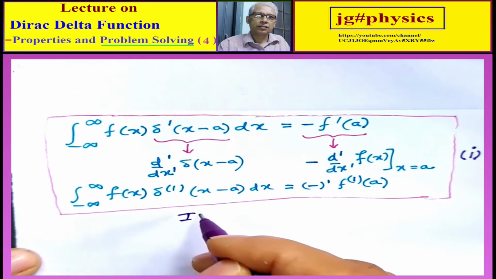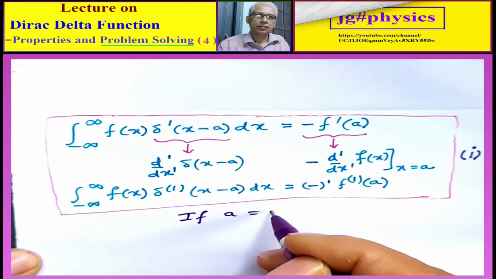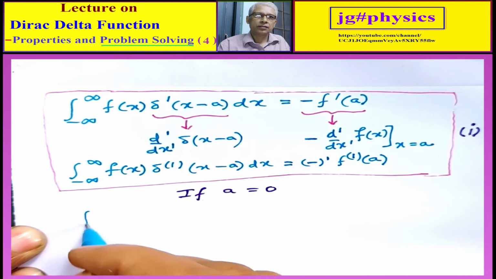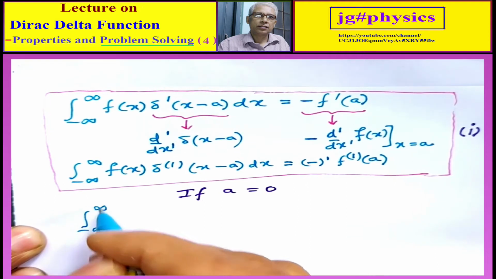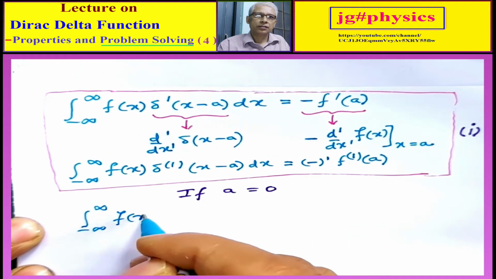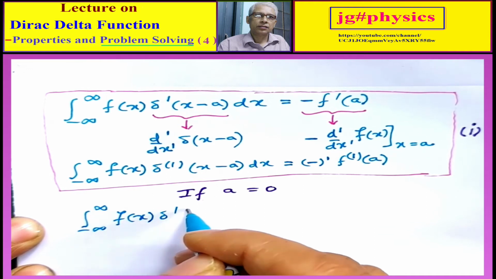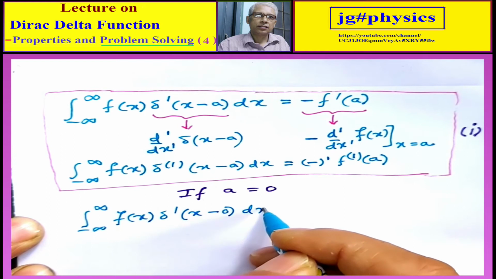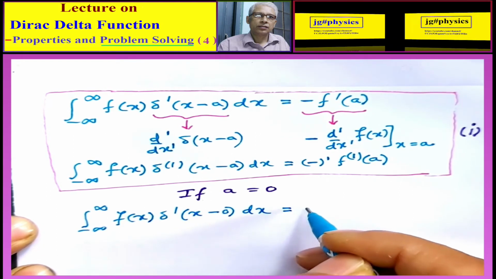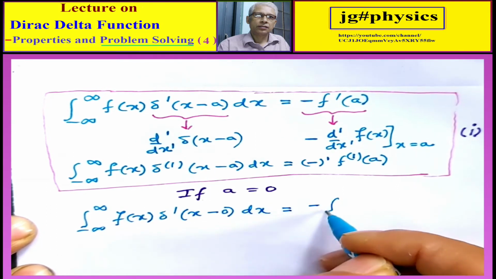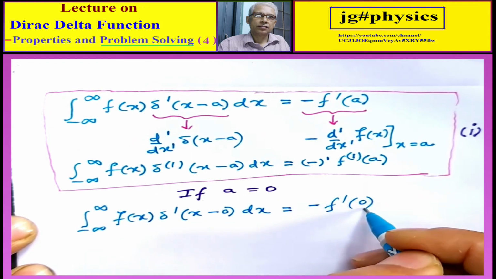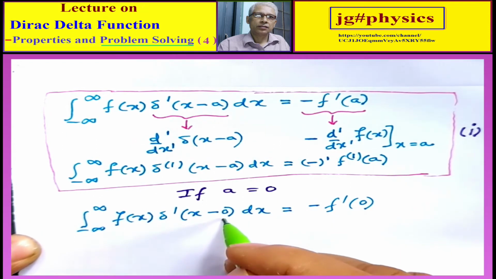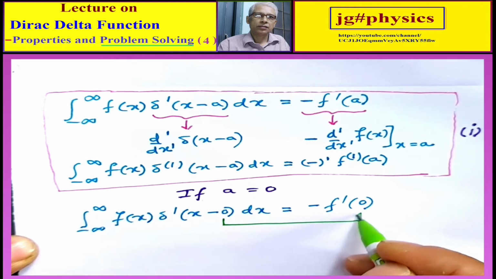If a is 0, then we can rewrite the relation as, so 0 is shifted as shown.